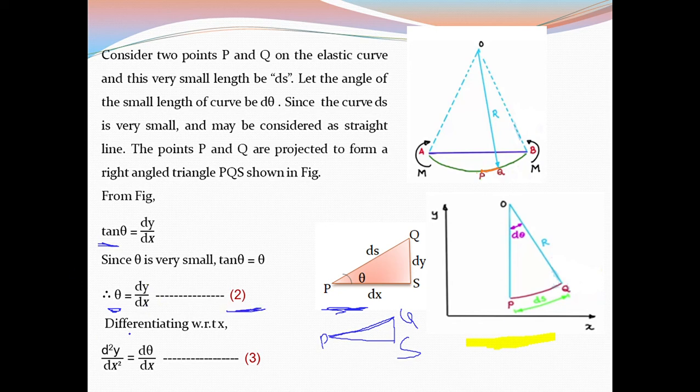If we differentiate this expression with respect to x, dy by dx gives d squared y by dx squared, and theta gives d theta by dx. So d theta by dx is equal to d squared y by dx squared. This will be equation 3.